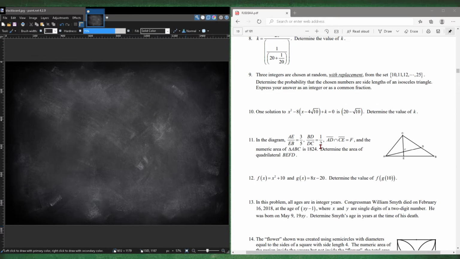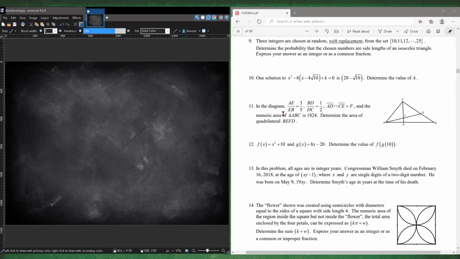Okay, now let's begin with number 11. Let's go to number 11. So in the diagram, AE to EB is 3 over 5, BD over DC is 1/2, and they intersect at F, and the numerical area of this big triangle ABC is 1,824. Determine the area of this quadrilateral BEFD.